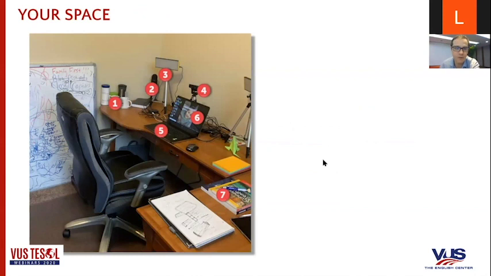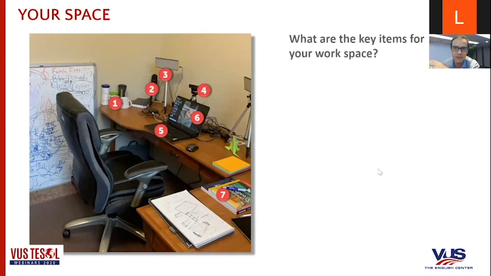All right, does everybody see a picture of a workspace here? It should say your space. Does everybody see that? Okay, good. This is my first activity that I want to do. We're just going to do this through the chat box. Take a look at that, and you have a question here. What are the key items for your workspace? I'm just going to go one by one here. So number one, what is number one?